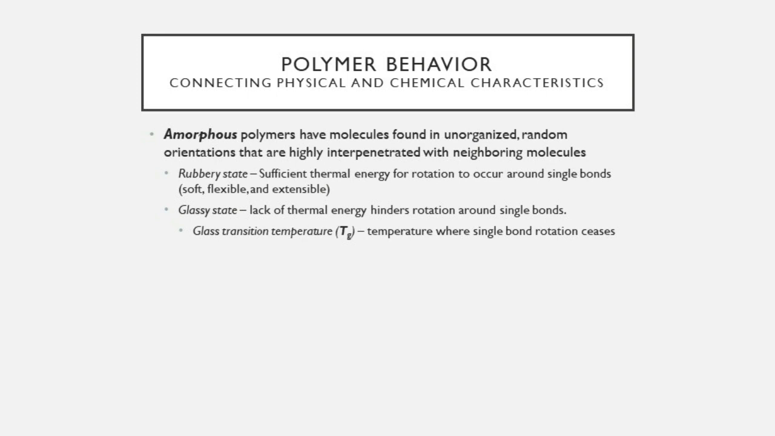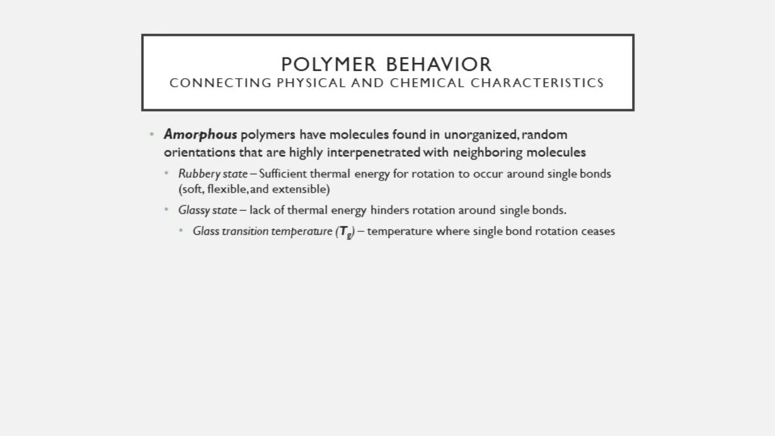If an amorphous polymer has been melted to the point where it has enough thermal energy for rotations around single bonds to occur, which makes it soft, flexible, and extendable, we would say that it's in the rubbery state. Below a certain temperature, the polymer lacks the ability to rotate around its single bonds. In this case, it forms a rigid and also stronger structure known as a glassy state. The temperature that divides these two is the glass transition temperature.